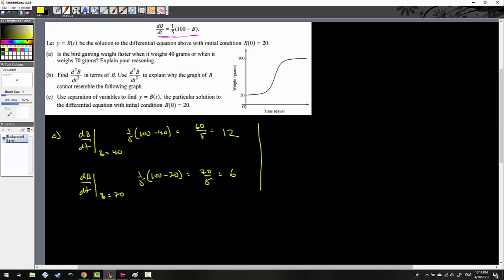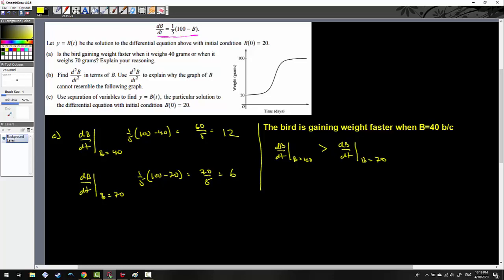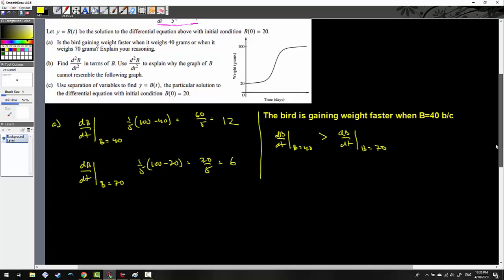So what I can do is go ahead and say the bird is gaining weight faster when B equals 40. And that's because dB over dt when B equals 40 is greater than dB over dt when B equals 70. So pretty straightforward, part A. We just had to figure out how fast the bird was gaining weight when it weighed a particular amount, so nothing really too crazy right here.